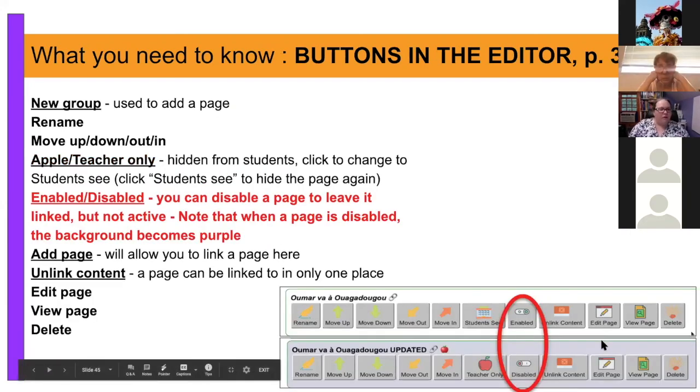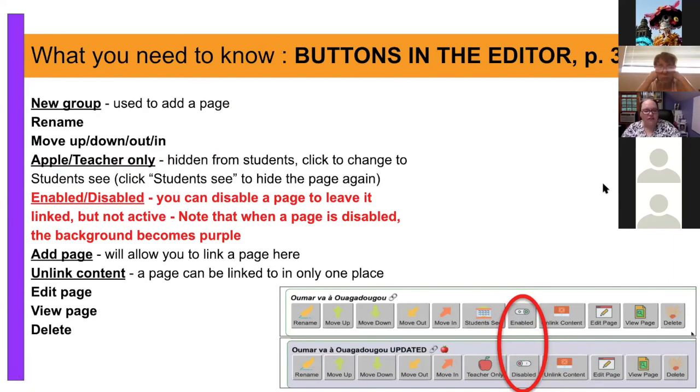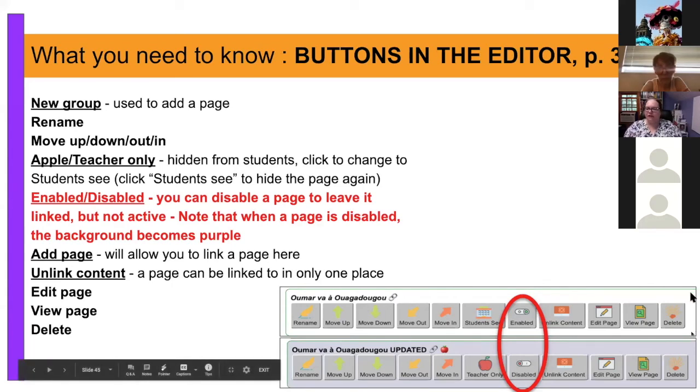The next one is these buttons that say enabled or disabled. So you can disable a page. It's still linked to the material, but it's not active. So notice that in the part that's enabled, the background is white, just the same as the rest of the page, whereas the one that's disabled is this purplish gray color, okay?